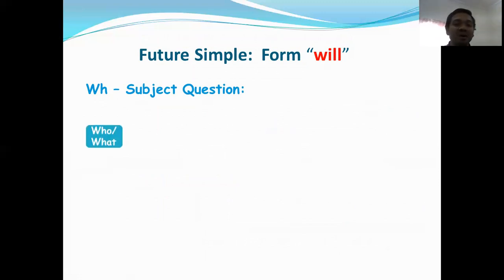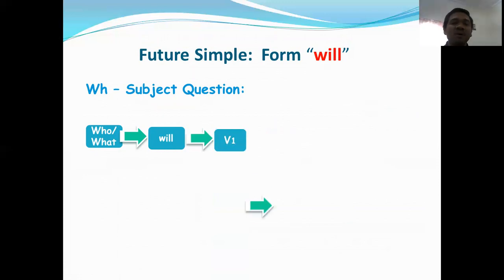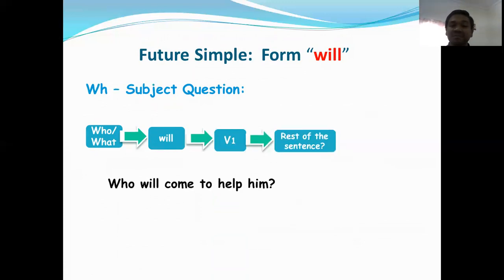Okay. So we have here who or what plus will plus verb one or simple present form plus the rest of the sentence. Example, who will come to help him? So who here is the subject, of course, and then will, plus come in verb one or in simple present form, and then to help him, the rest of the sentence. Easy? It's quite easy, right?